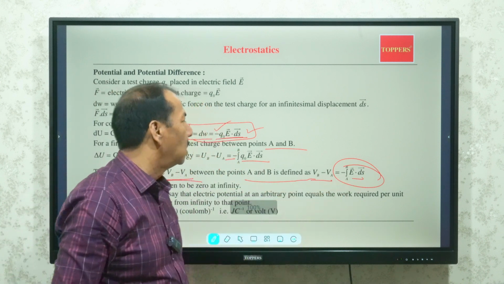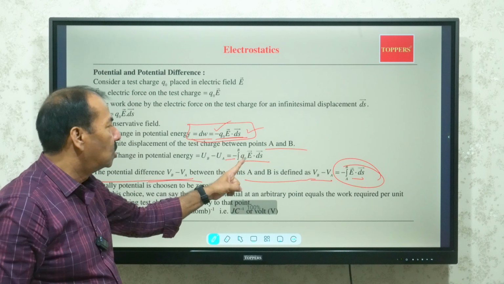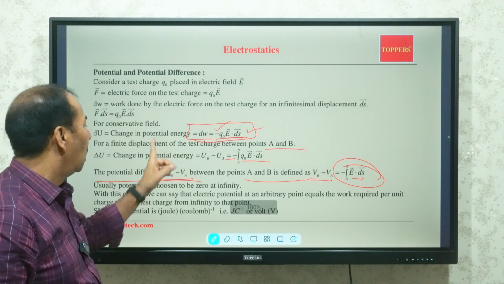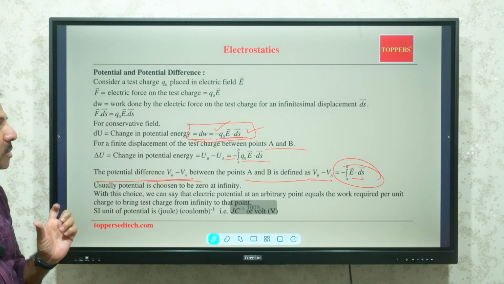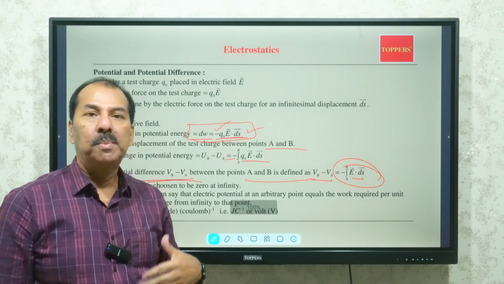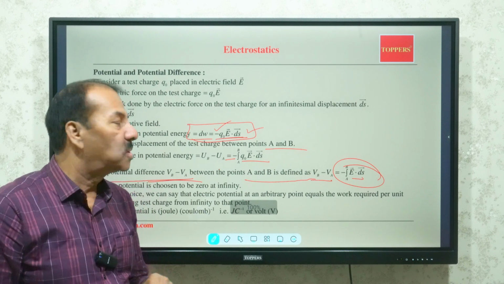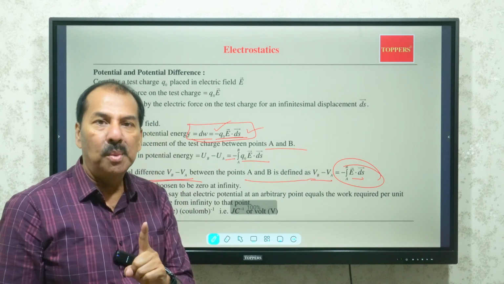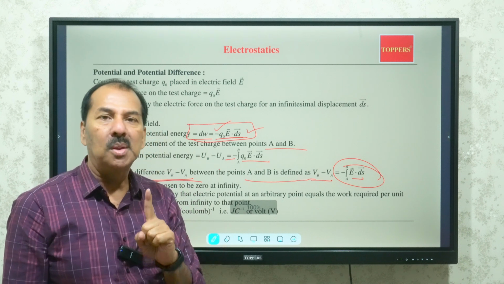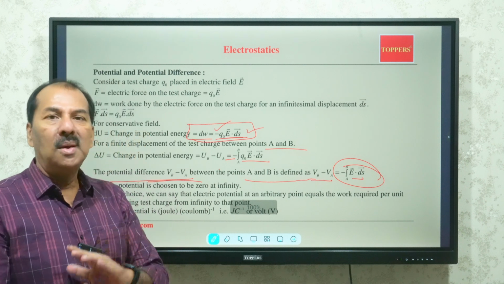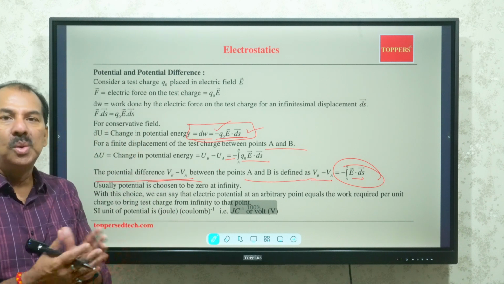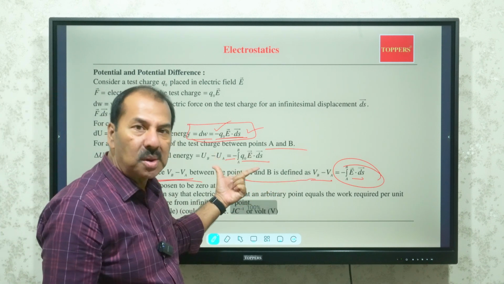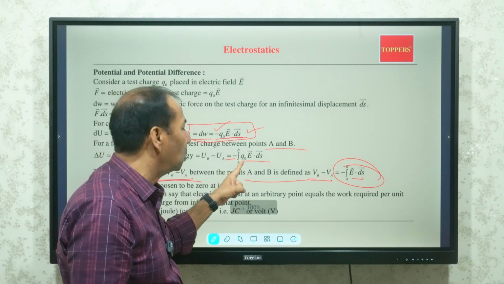E dot ds, because here it was Q naught E dot ds, that was the work done, that is potential energy. Now when we consider the potential difference, the charge is what? Unit positive charge. So this Q naught will be replaced by 1, because potential difference is considered for the unit positive charge. Work done in general we considered as W is equal to Q into potential difference. So this was your work done, this is your potential energy, and that's why we have the term Q naught here.